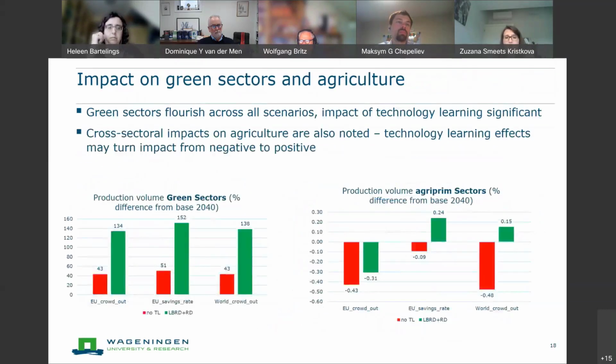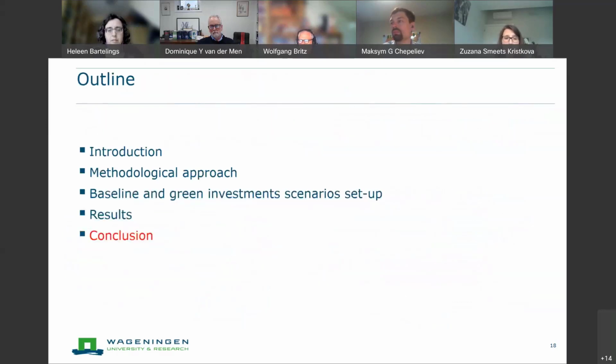I think I will show the last slide, and that is a bit more of a zoom into the sectoral effects. Here we see green sectors, how they are supported by the green investment policy and the technology learning that brings an additional boost in production. Well, there are some other sectors that benefit from it. For example, primary agriculture, especially when we assume technology learning, because agriculture provides primary resources for bioenergy. So there we see also a positive effect.